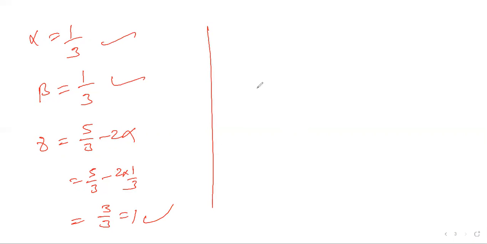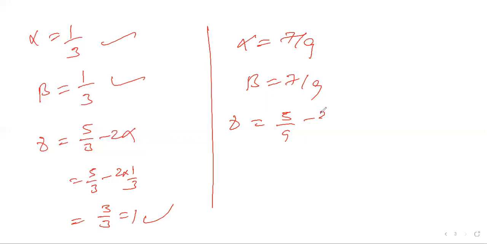Go to the second case. Second case means alpha is equal to 7 by 9. So beta is also 7 by 9. Gamma is equal to 5 by 9 minus 2 into 7 by 9. How much do you get? 7 twos are 14. 14 minus 5.